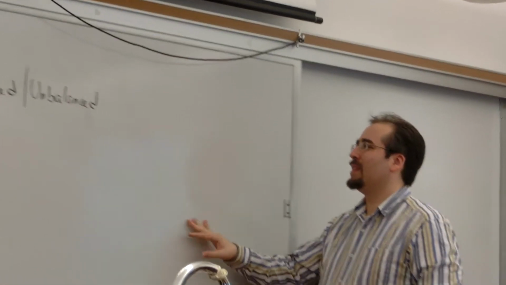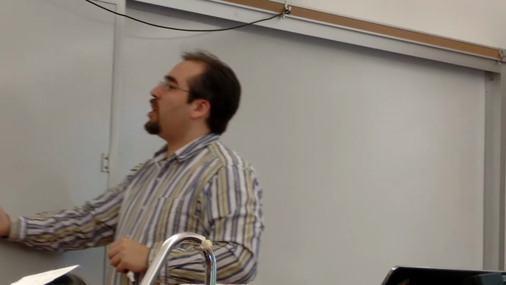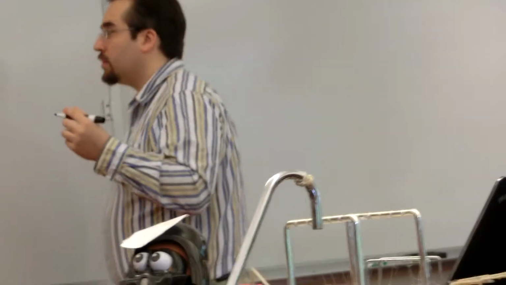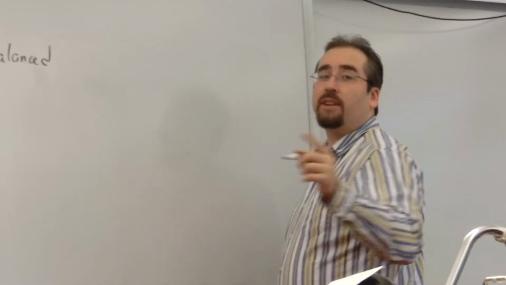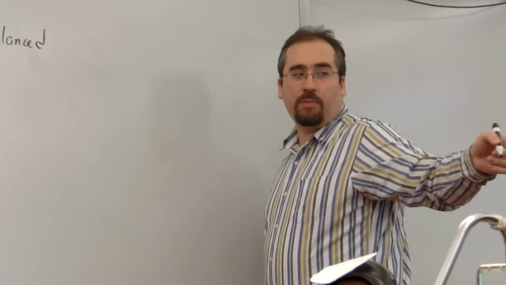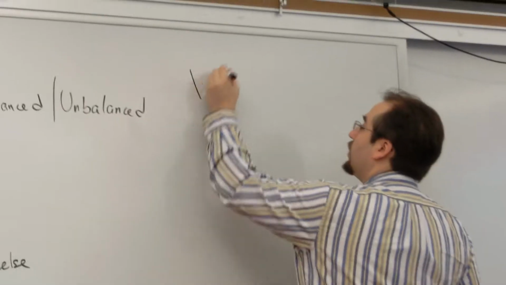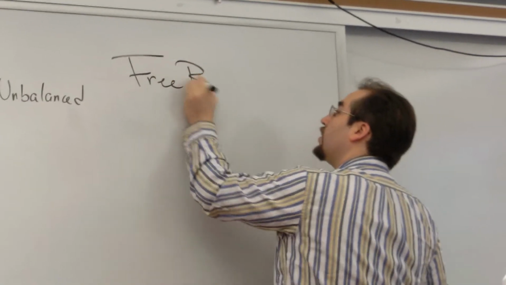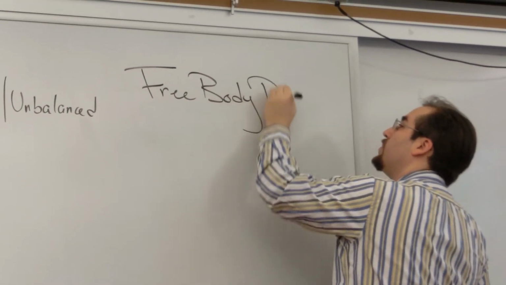So this was part of what we did. How did we represent these forces? Arrows. So how did we organize the arrows? What do we call them? Free body diagrams. Which is not something from the 60s.